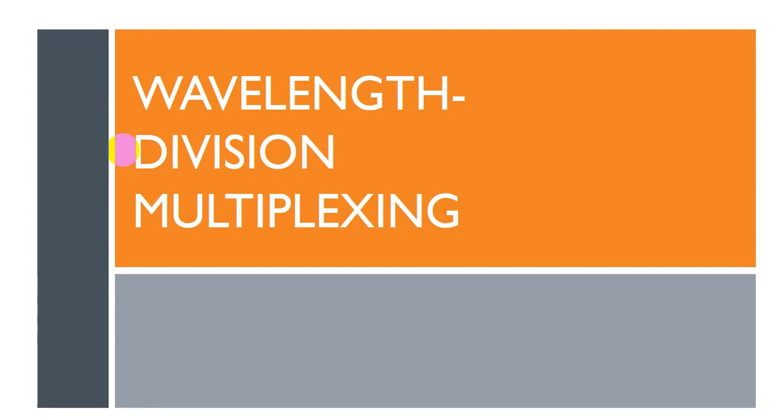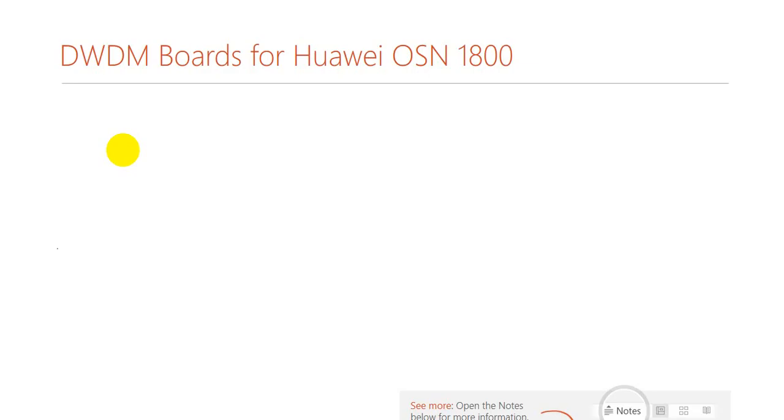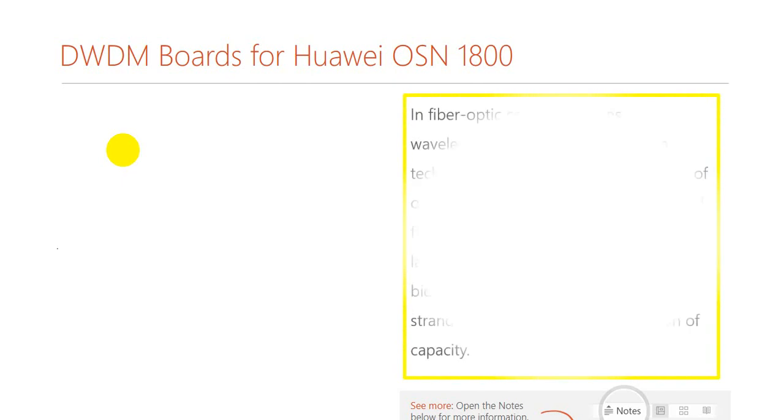Okay, so in today's video we will cover the 1800 OSN series of Huawei hardware under wavelength division multiplexing, which is a transport technology. In that related hardware of the 1800 compact box, the DWDM boards of Huawei.